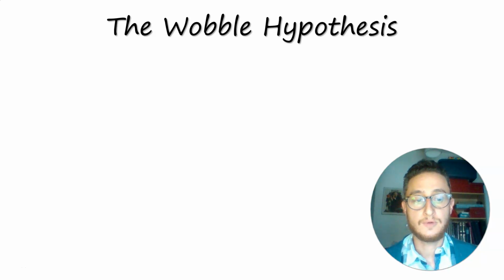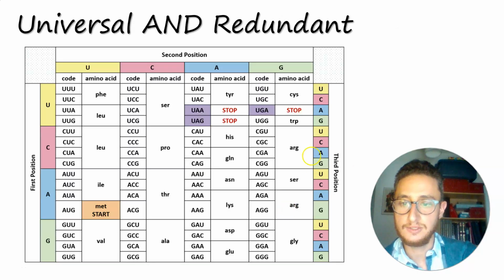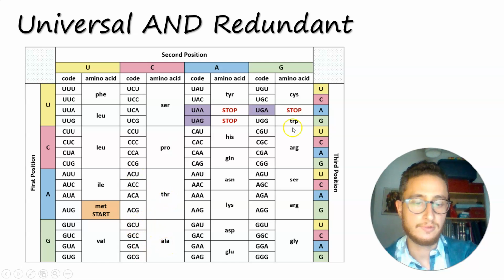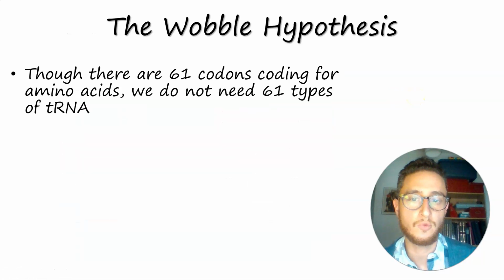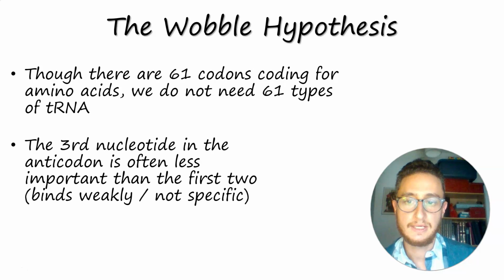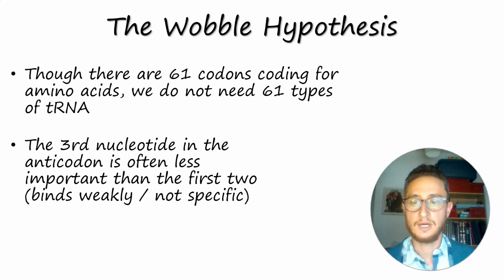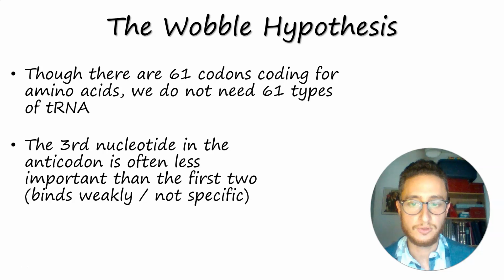One of the reasons why this wobble might take effect, or why those particular letter combinations happen, we can look back for a second at these. You can see usually the first two letters are the same, but it's only the third letter that changes, right? AC is going to give you threonine, GC is going to give you alanine, and so that third position is much less specific than the first two. We call this the wobble hypothesis, which says that that third nucleotide in the anticodon is less important than the first two.